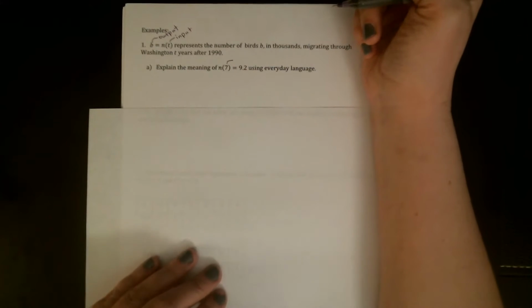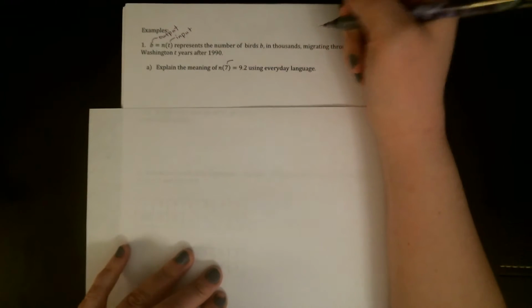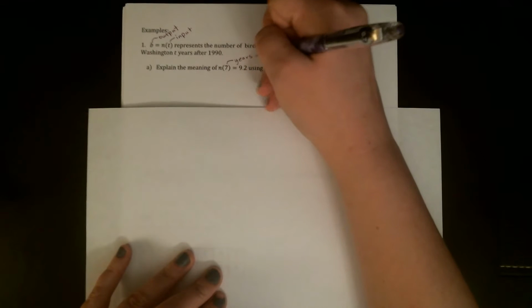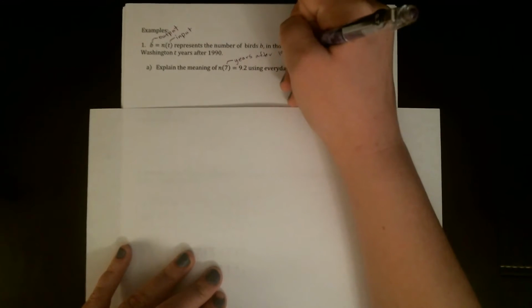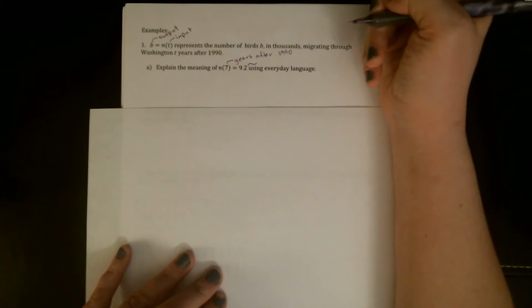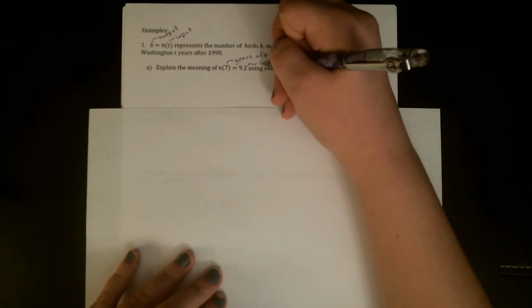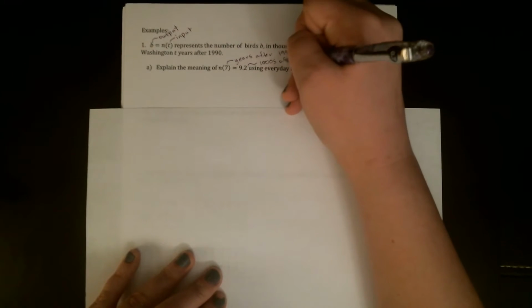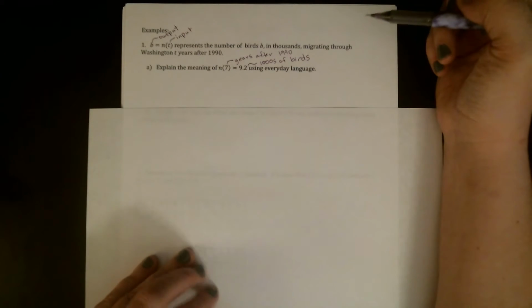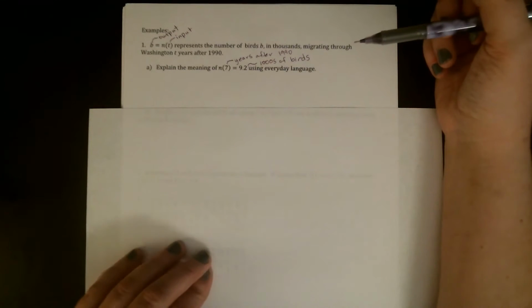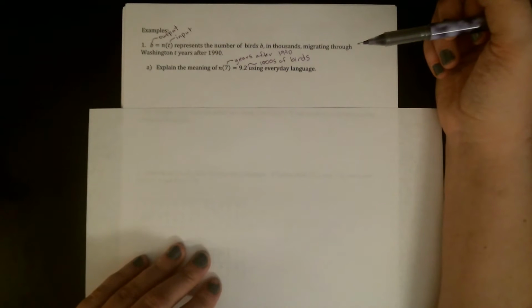So n of 7 equals 9.2. 7 is our input values, and inputs we've already decided are t's. So this is 7 years after 1990. And the 9.2 is our output value. We've decided that our output variable b is giving us thousands of birds. So this is giving me a basic understanding. 7 years after 1990, there's 9.2 thousand birds migrating through Washington.